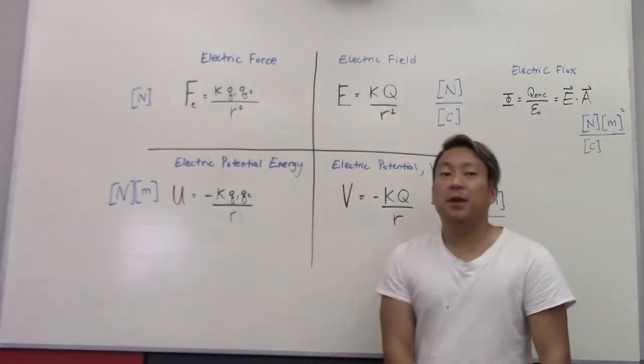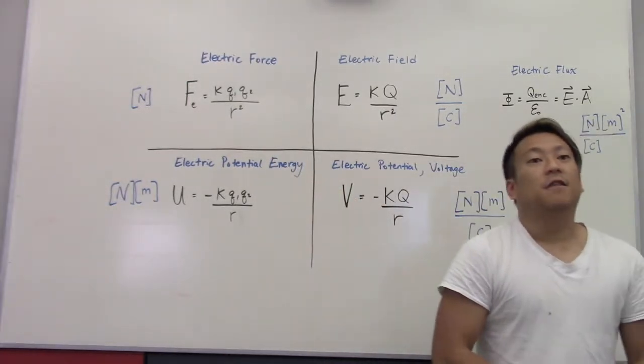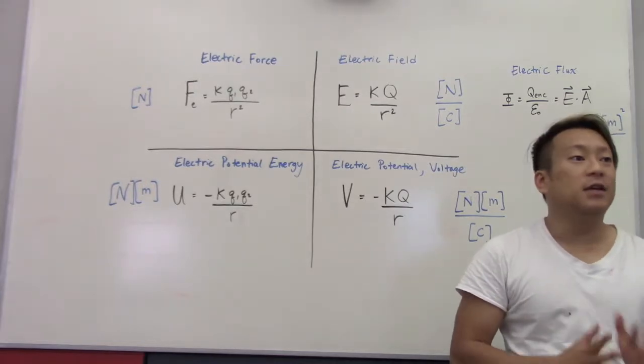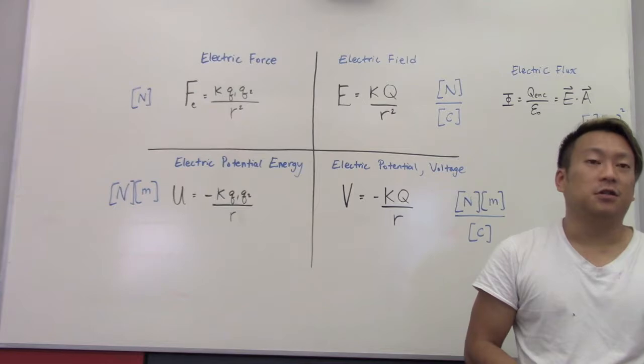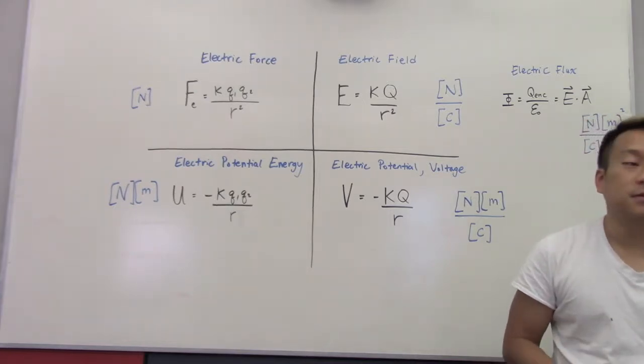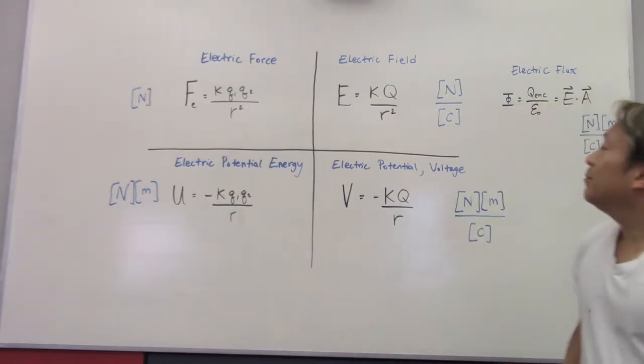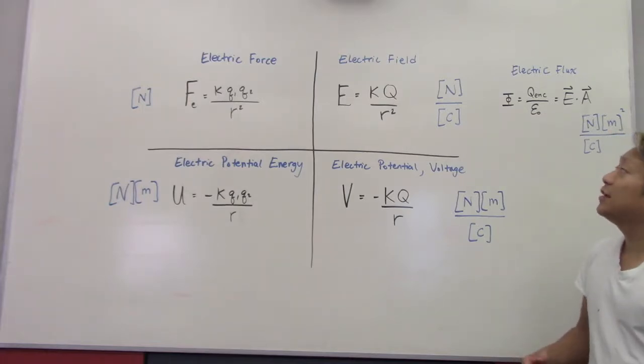And if they're separated by some distance r, following this formula where k q1 q2 over r squared, that would give you the force between those two charges. And the units are going to be in newtons. And then we move over and we go to the electric field.